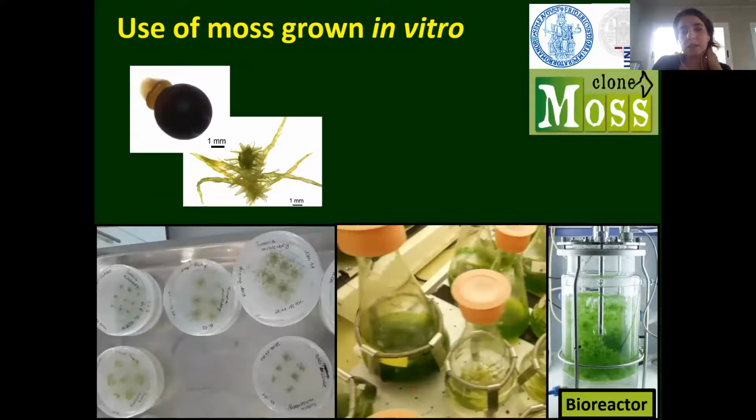Another solution to avoid the collection of MOSes in fields in nature is to produce MOSes inside the laboratory. So within the MOS clone project, Freiburg University applied a system, a protocol to produce mosses in vitro. So using different media, solid or liquid media, and also bioreactors, so 5 liters or 12 liters of production.